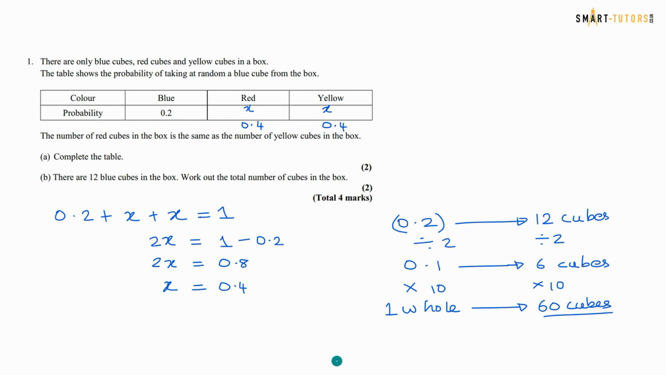Work out the total number of cubes in the box. So 0.2 probability indicates 12 cubes. If you divide both sides by 2, 0.1 indicates 6 cubes. If you times both sides by 10, 1 whole indicates 60 cubes. That is the answer for question number 1.